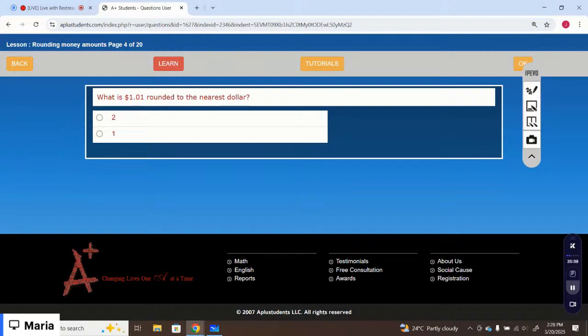What is 1.01 rounded to the nearest dollar? $1.01 is rounded to 1. Option number 2 is the correct option.